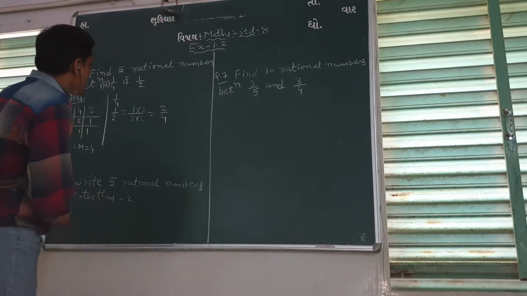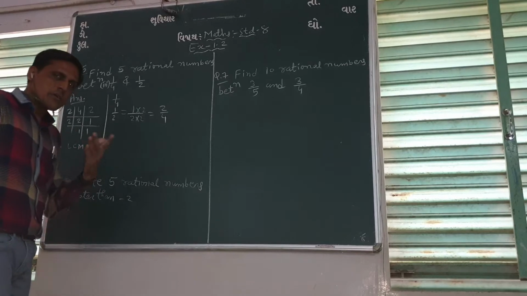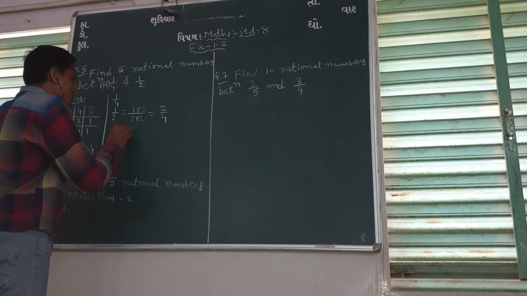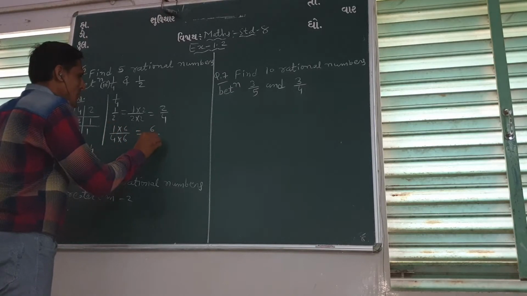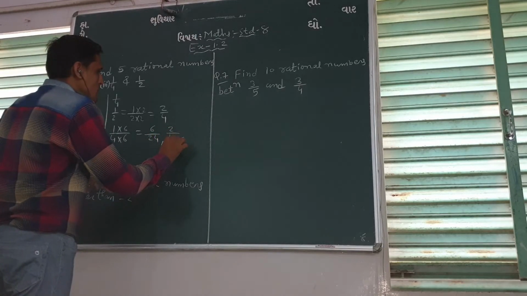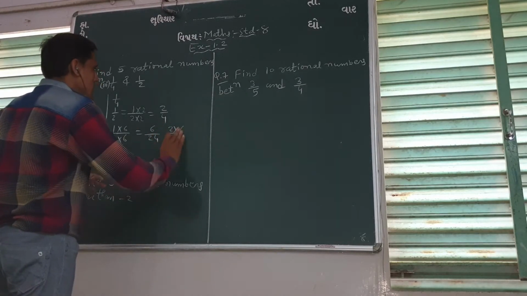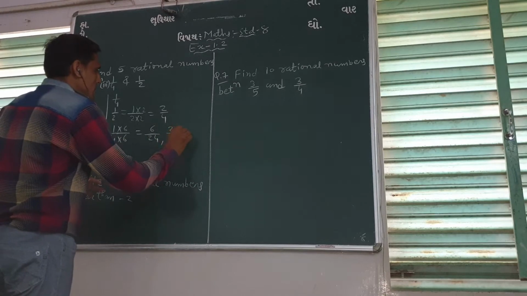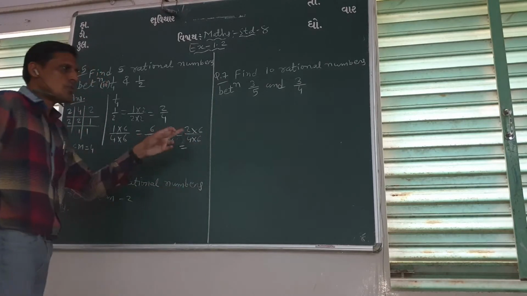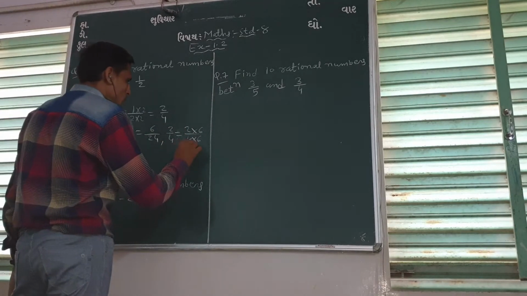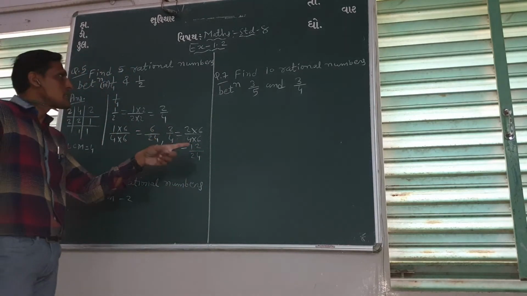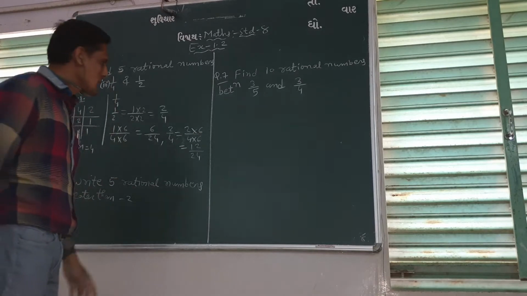Suppose we multiply both the numbers by 6. 1 by 4 into 6 is equal to 6 by 24, and 2 by 4 into 6 is equal to 12 by 24. So between 6 and 12 we have 5 rational numbers.